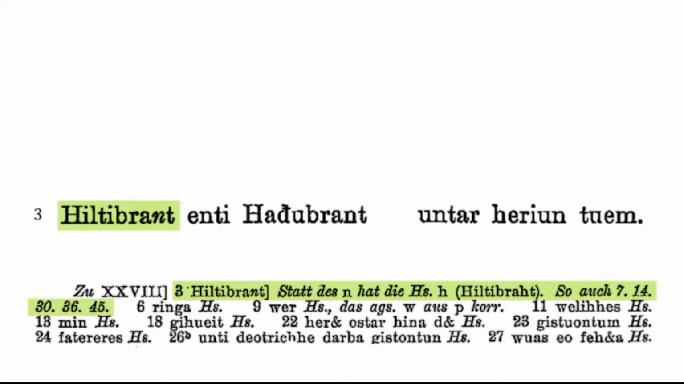The first entry, for line 3, Hildebrand, reads, "Statt des N hat die Handschrift H, Hildebracht." Instead of N, the manuscript has H, Hildebracht, similarly in lines 7, 14, 30, 36, 45. HS is short for Handschrift, manuscript. In most languages, the abbreviation is MS for manuscript, manuscriptum, and so on. So, this entry indicates that the editor has normalized the manuscript spelling Hildebracht to Hildebrand every time it appears.